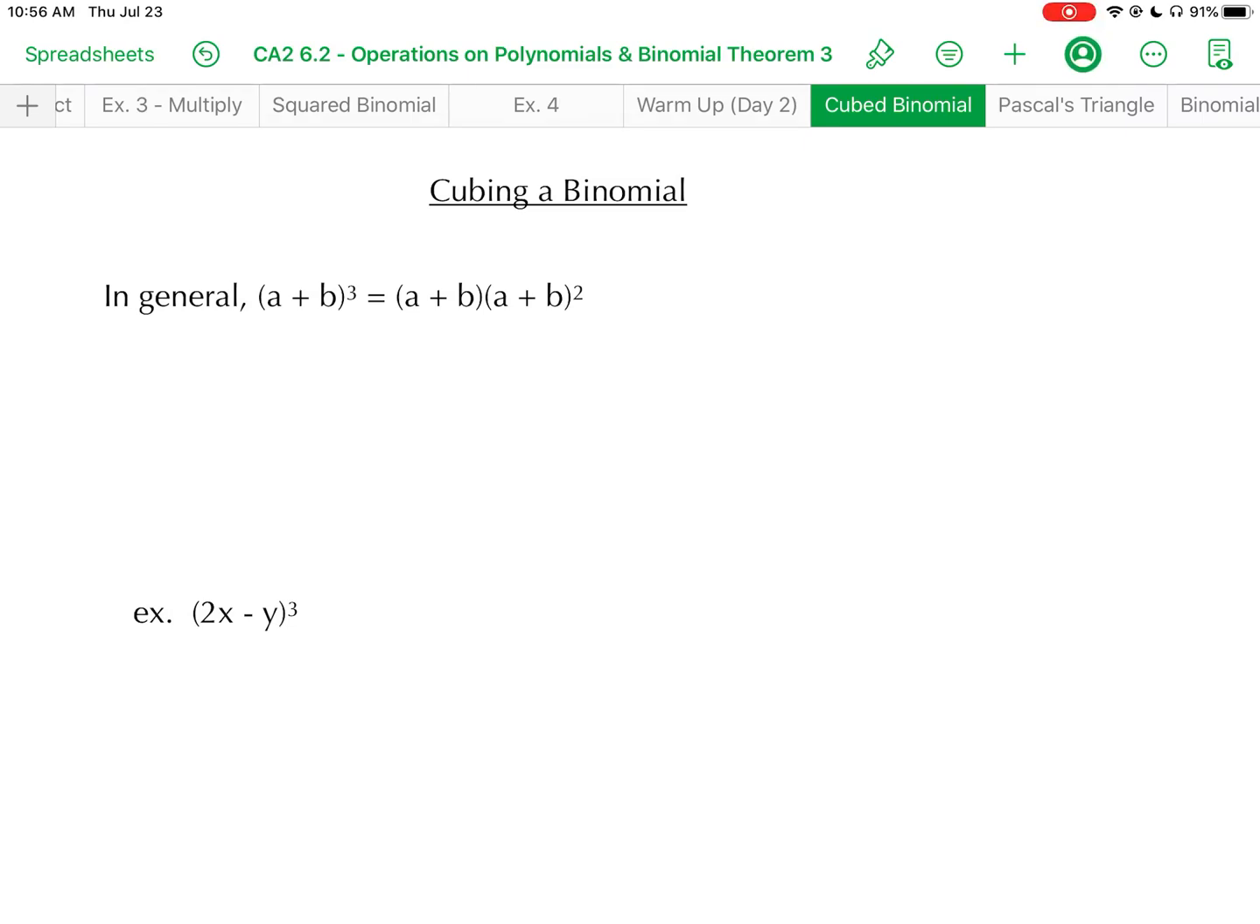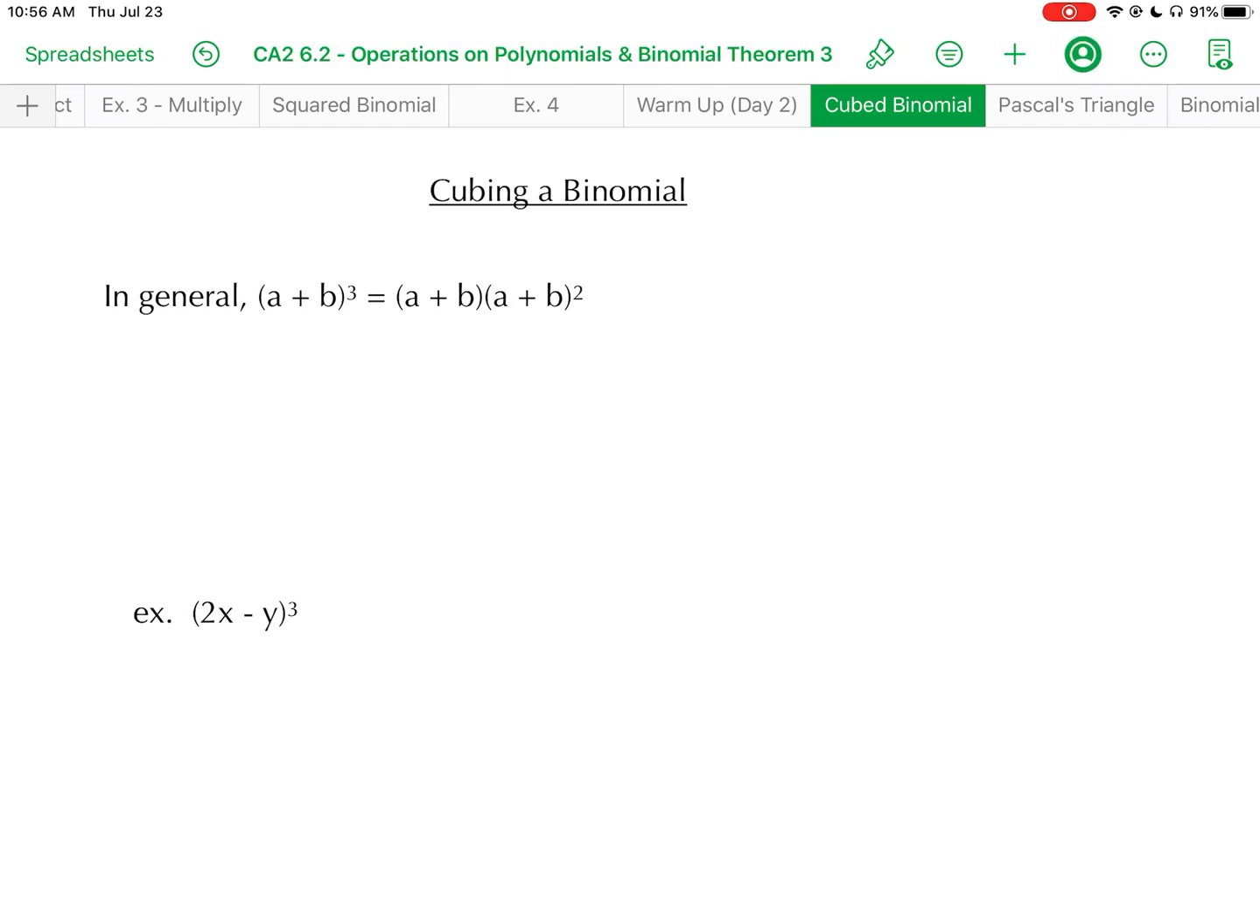All right, this is our second video for section 6.2, and in this video I'm going to start off by looking at how to cube a binomial. If you recall, at the end of the last video we looked at squaring a binomial and how that led us to a formula that can be used. Once I'm done cubing a binomial, I'm going to transition into something called Pascal's triangle and the binomial theorem that can help simplify this process for us, okay?